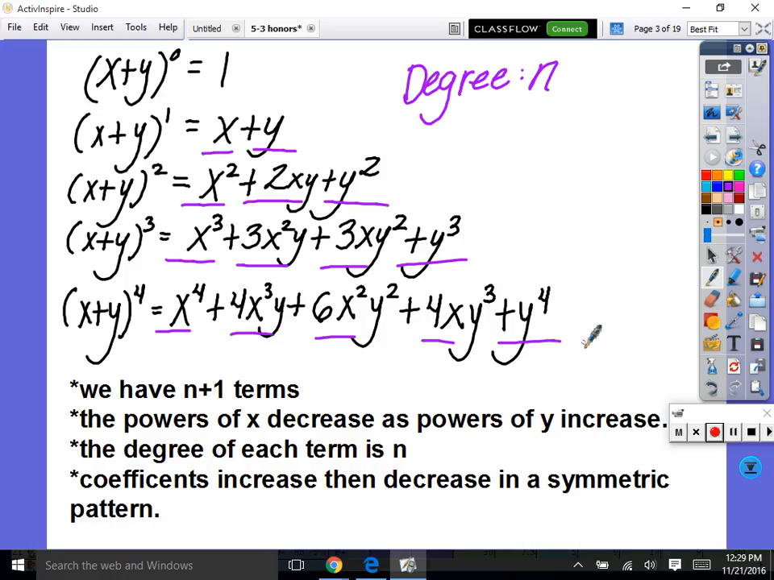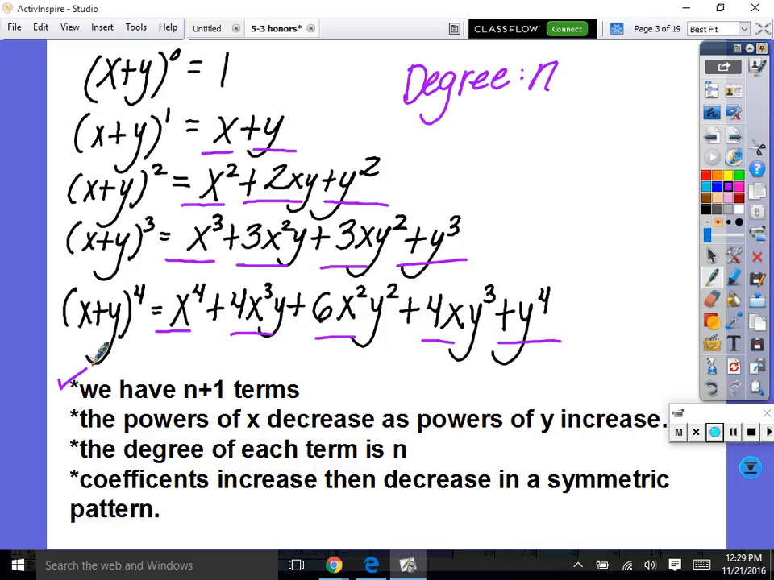So a degree 5 would have how many terms? So a degree 20 would have how many terms? 21. Good. Okay, so that's a pattern we will use. The powers of x decrease as the powers of y increase. So I'm going to show you that. I'm going to say that again. Powers of x are decreasing on each term as powers of y increase.